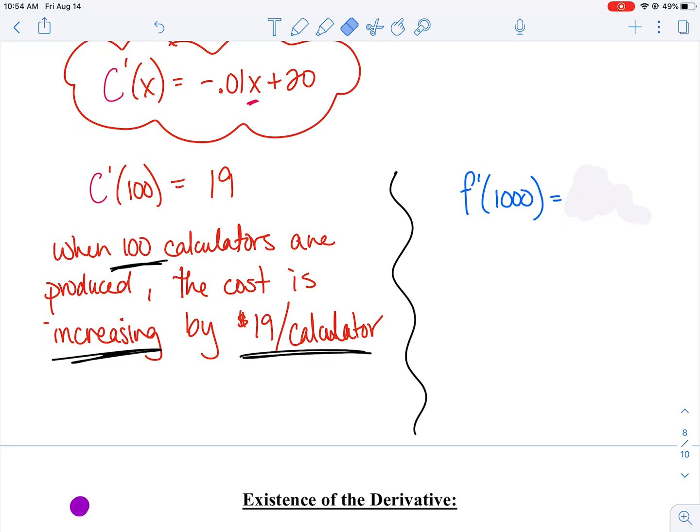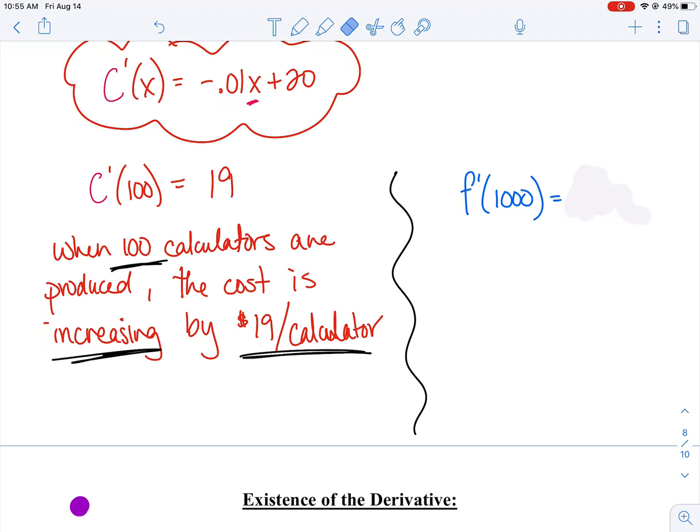It doesn't cost $19, it's increasing by $19 per calculator as soon as I manufacture 100 calculators. So right before I manufactured 100, maybe 99, it was a little bit lower. It was $19 lower. Now it's increasing. When I go to produce the next calculator, it's going to be $19 more per calculator that next time. When 100 calculators are produced, the cost is increasing by $19 per calculator at that exact moment.